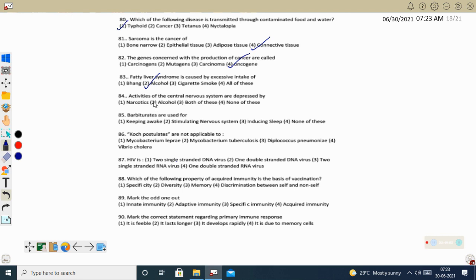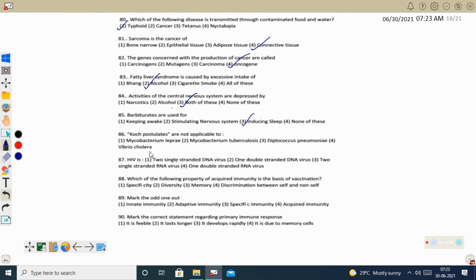Next one, activities of the central nervous system are depressed by. Activities of the central nervous system, it is depressed by the narcotics as well as alcohol. Both will depress the activities of the central nervous system. So here the 3 is the correct option. Next question, barbiturates are used for inducing sleep, because barbiturate, it is sedative, right? So here it is used for inducing sleep.